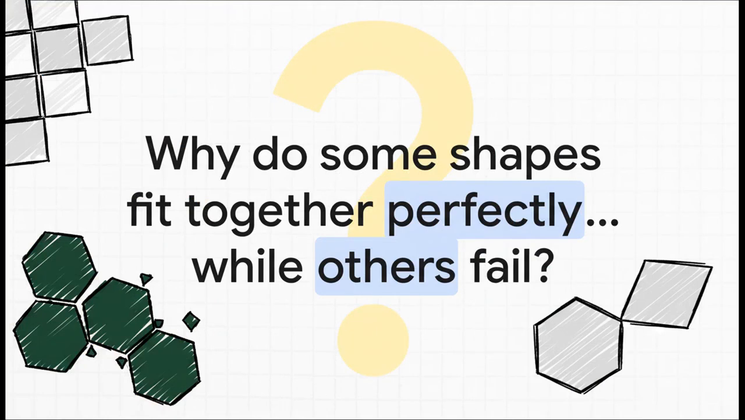This really brings us to the big mystery, right? Why can you tile a floor with perfect squares, but it's impossible to do it with regular pentagons? Why do some shapes create these flawless, beautiful patterns, while others just leave these frustrating gaps or messy overlaps? There's a very, very specific reason, and we're about to unlock it.